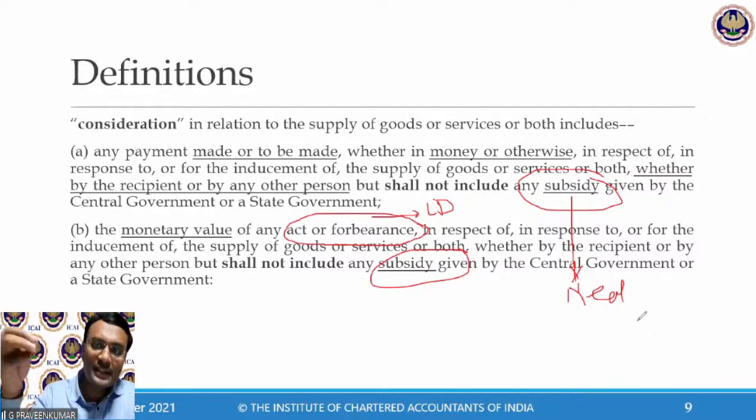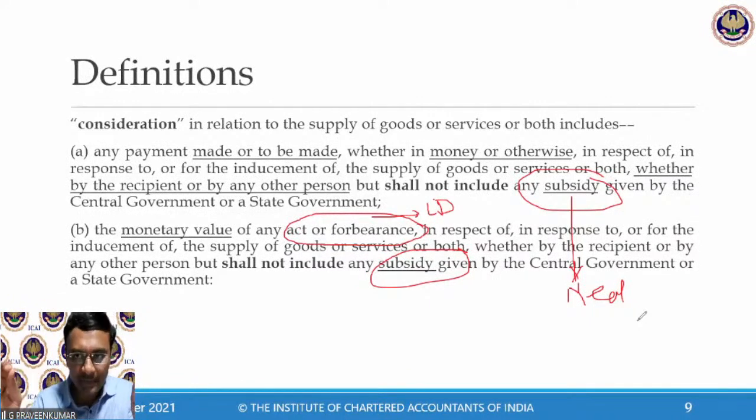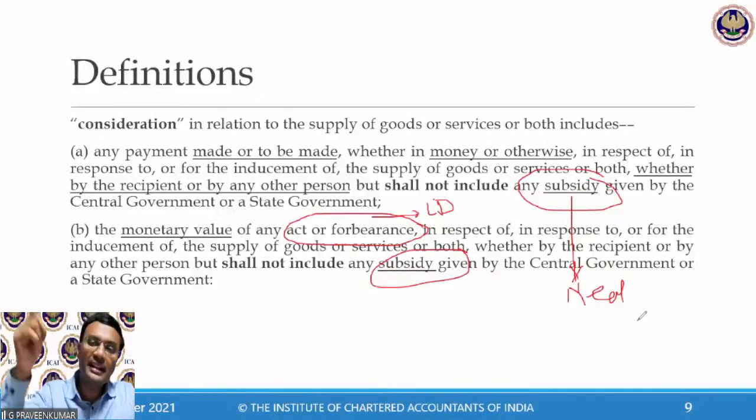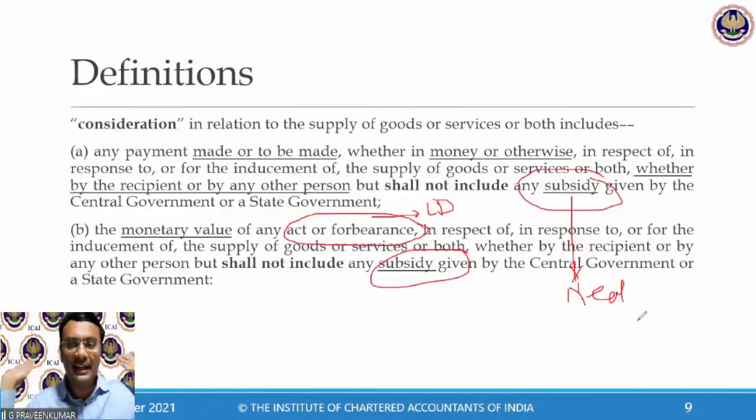Any customer who walks into this Amma canteen, the cost of breakfast is 10 rupees. Of that 10 rupees, 5 rupees will be collected from the customer. The balance 5 rupees is given by the respective state government. So a subsidy which is given in connection with the supply is kept outside your scope of consideration.